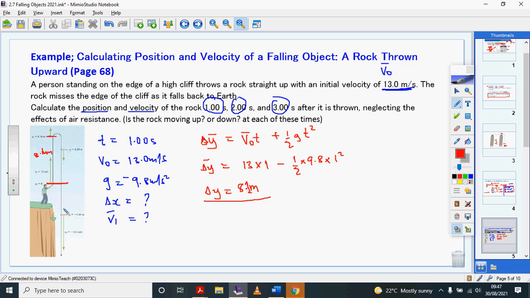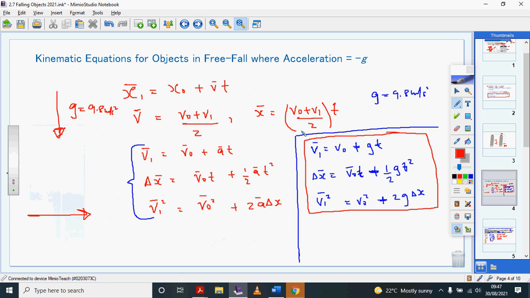What about the velocity? Let's find the velocity. So we know this is 8.1 meters. The velocity of this object, again, go back here, look for what equation you can use. I want final velocity, I have initial velocity, I have acceleration, I have time. Or you can even use this one. I want final velocity, I have initial velocity, I have acceleration, and I have displacement. I'm going to use the first one because it's the easiest one.